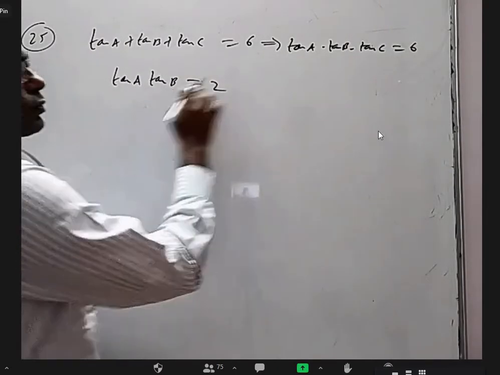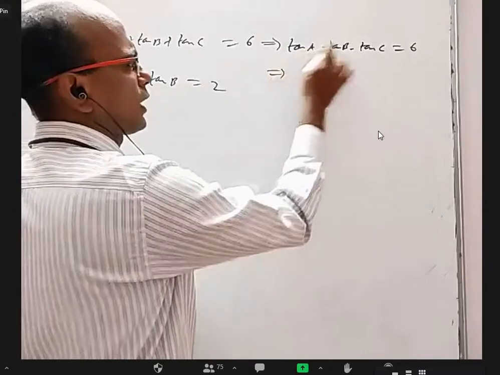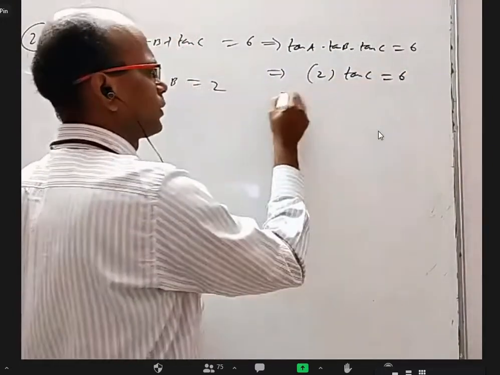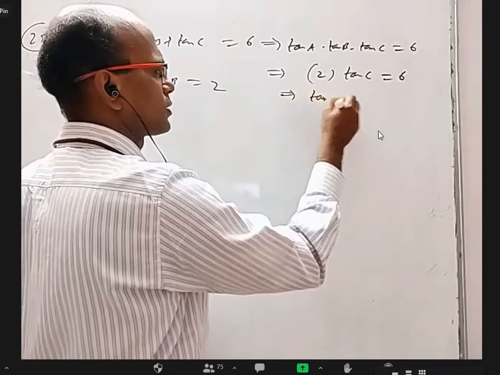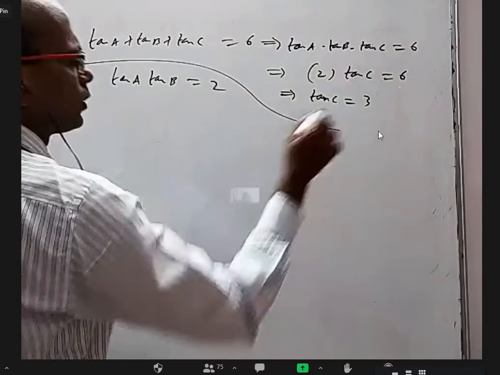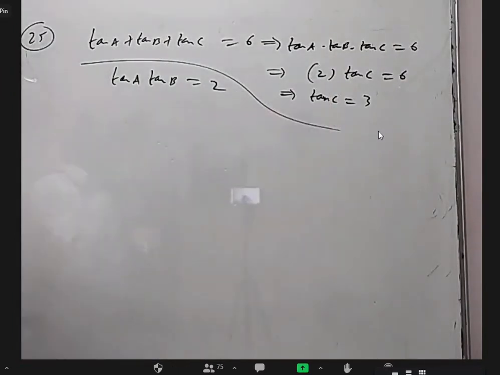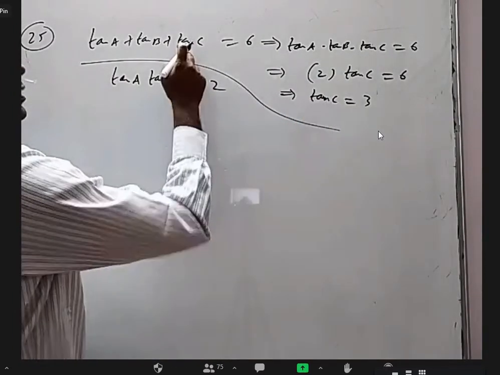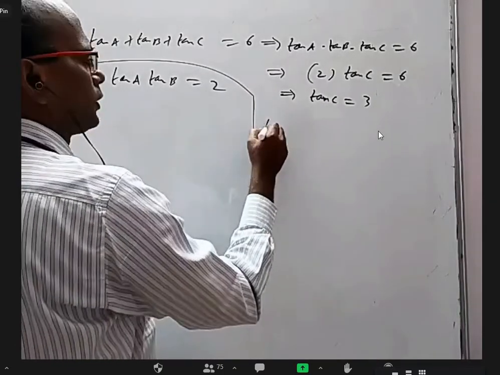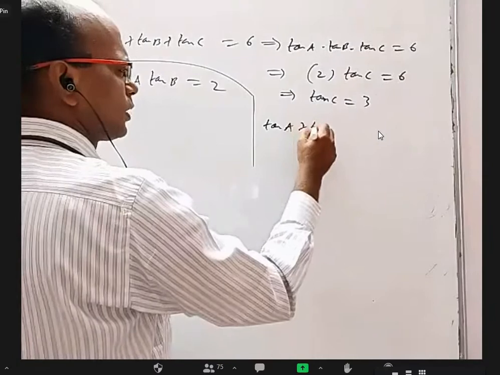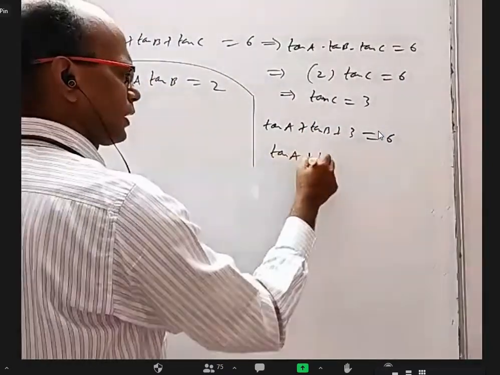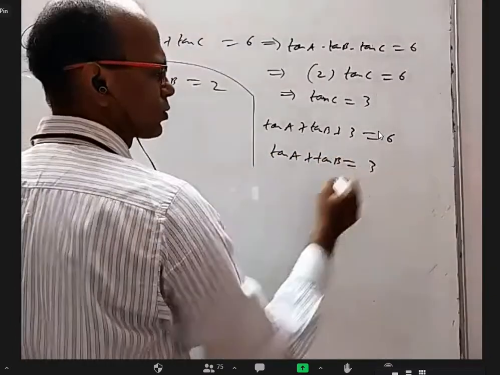Now tan A into tan B is 2, so we can substitute that. 2 into tan C is equal to 6, and tan C is equal to 6 by 2, which is 3. Now that tan C equals 3, let us put it here. Then tan A plus tan B plus 3 is equal to 6, so tan A plus tan B is equal to 3.